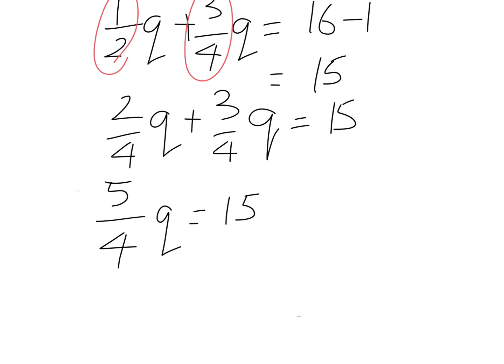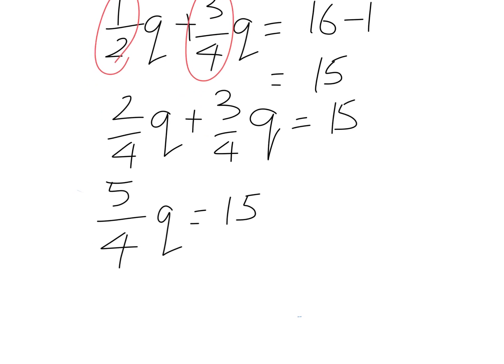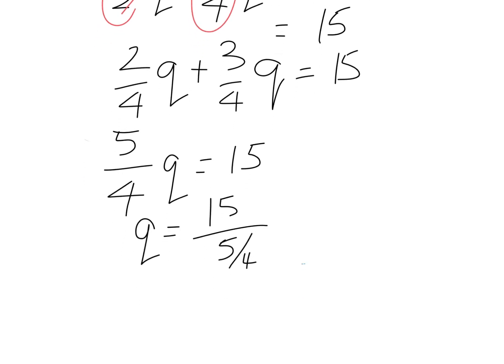But some, again, will be stuck here with 5/4 q. What does that mean? And how do I find q by itself? So some may take the next step where they are dividing by that fraction and then wonder, how do I proceed from there?